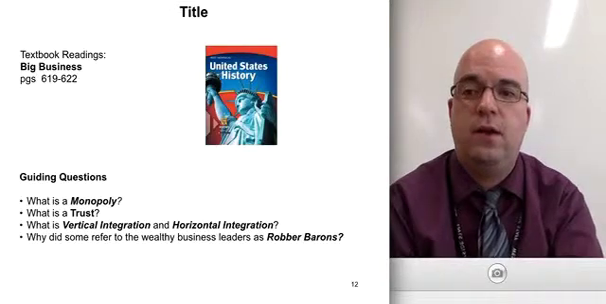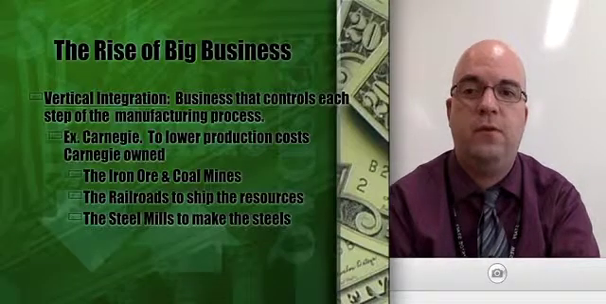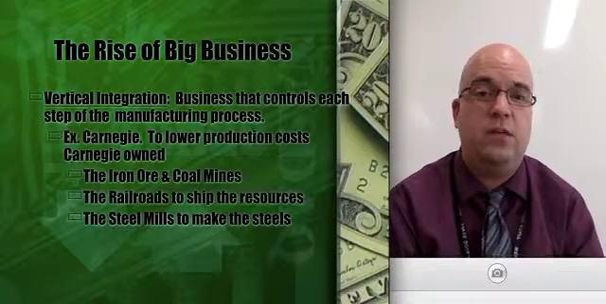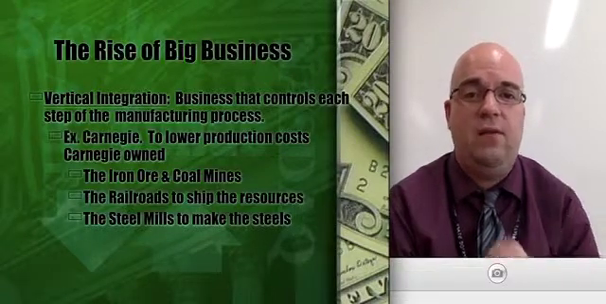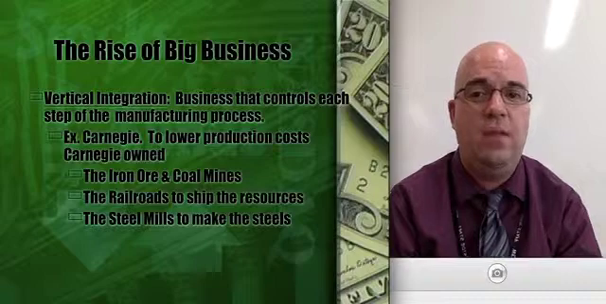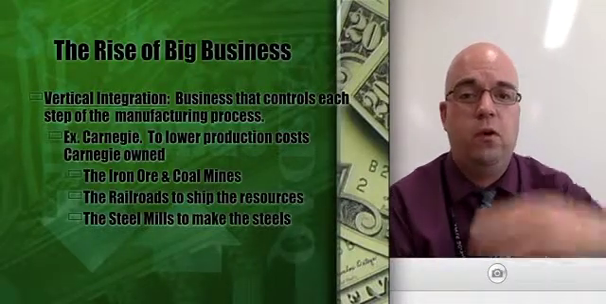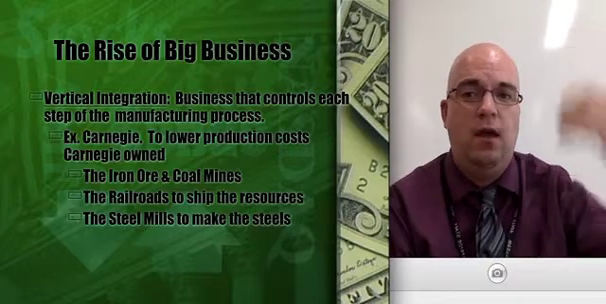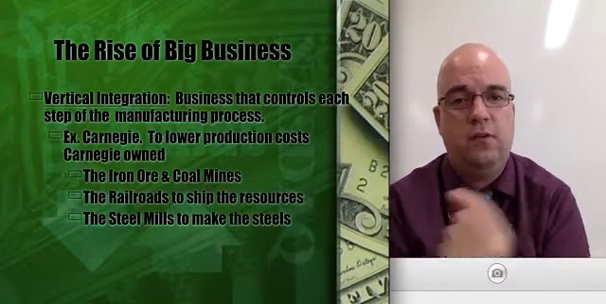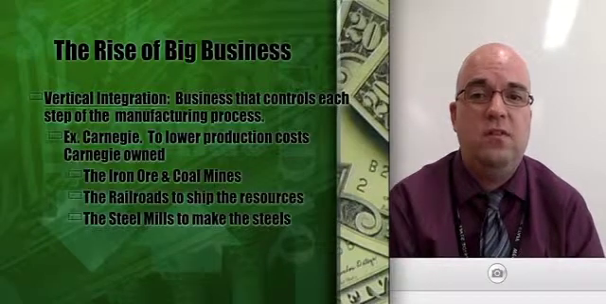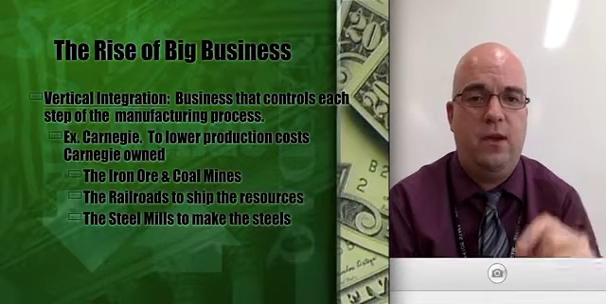So let's talk a little bit about some of these terms. The rise of big business sees what we call integration. Integration is just the combining of different industries together. And there are two kinds of integration that take place. One is called vertical, which is up and down integration, and the other is called horizontal integration, which is side to side. Vertical integration is when businesses control every step of the manufacturing process.